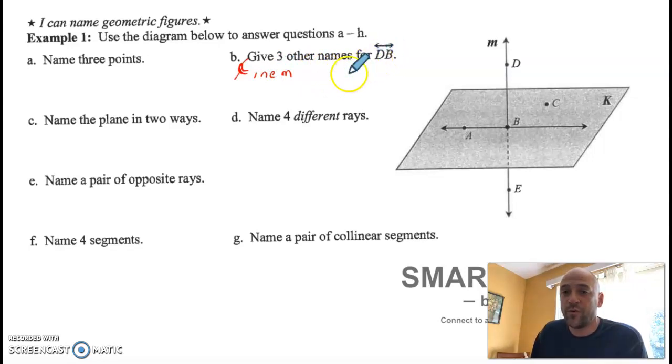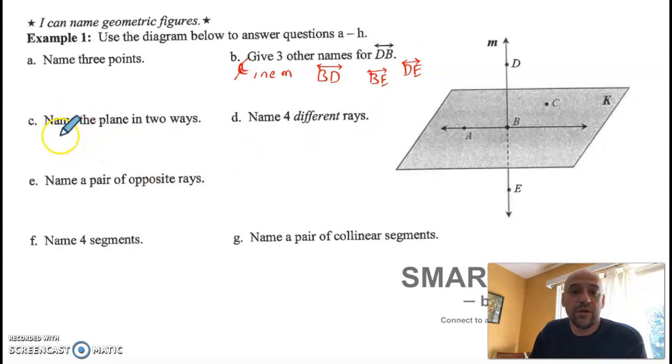Because lines go on forever in both directions, we can name this BD. It's a different name, but it's the same line. Okay, capital letters, double arrow. If we look at this line, we could also use the points B and E. So we could name it BE, put the line notation. We could go the other direction. We could also use D and E. So DE. Same line, different name.